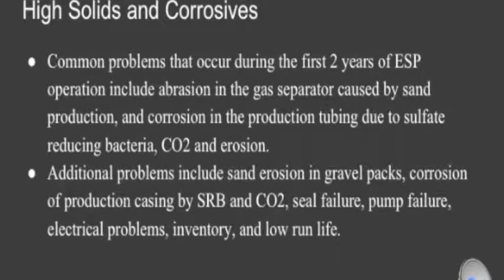Common problems that occur during the first 2 years of ESP operation include abrasion in the gas separator caused by sand production and corrosion in the production tubing due to sulfate-reducing bacteria, CO2, and erosion. Additional problems include sand erosion in gravel packs, corrosion of production casing by SRB and CO2, seal failure, pump failure, electrical problems, inventory, and low run life.